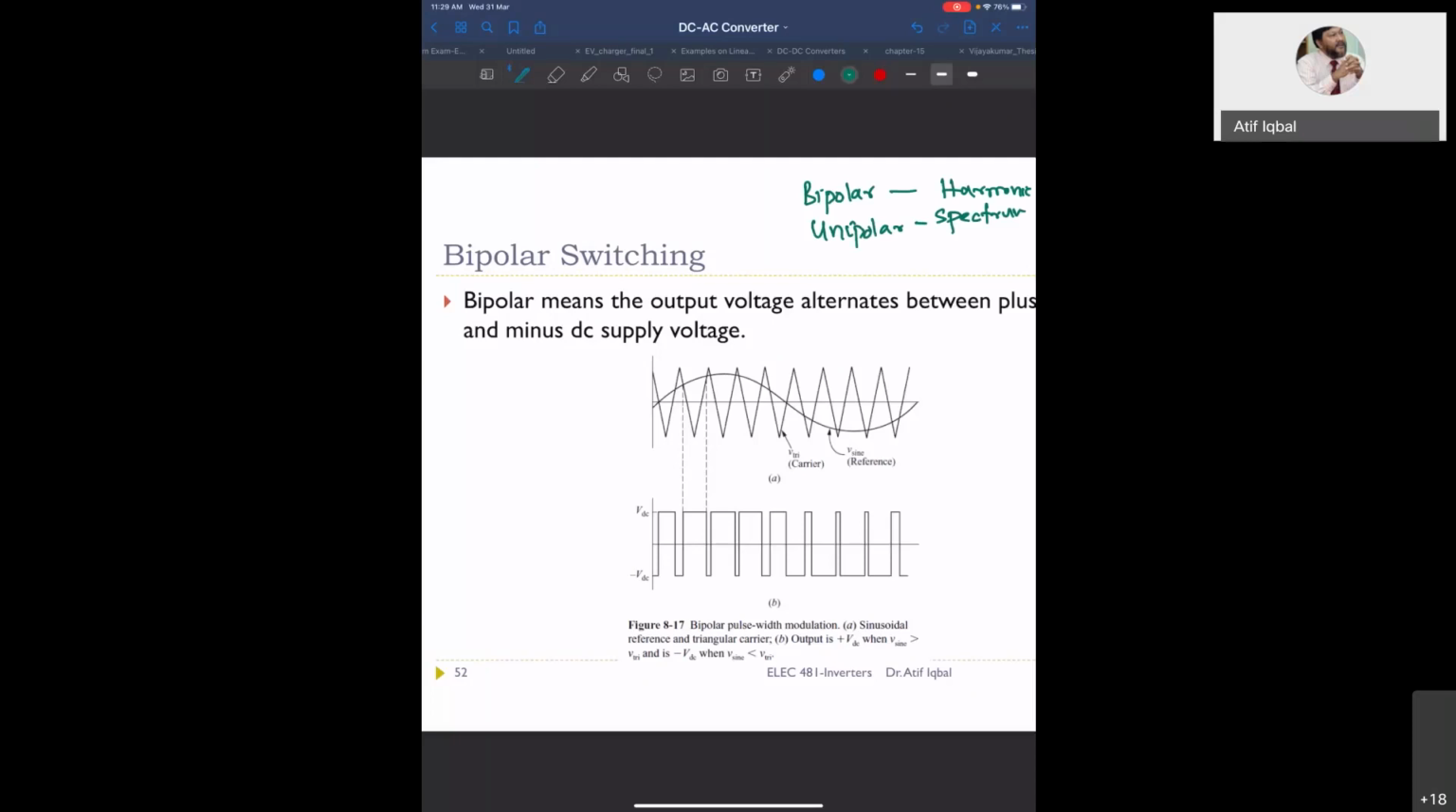Now, what is the meaning of bipolar? Bipolar means your output will be like this. It will be minus VDC, plus VDC. Output voltage will be having plus VDC and minus VDC, plus VDC, minus VDC. So it is varying between plus VDC and minus VDC. Okay. So this is how the output voltage waveform looks like.